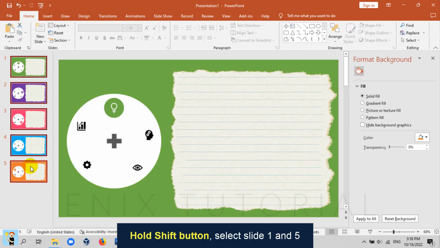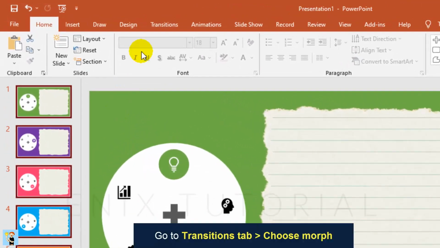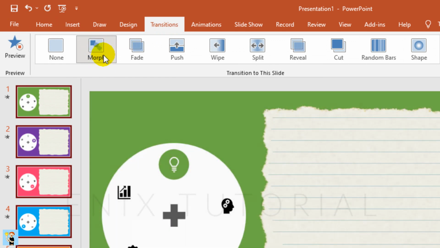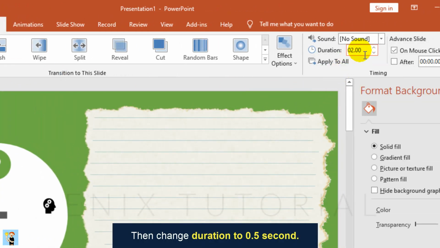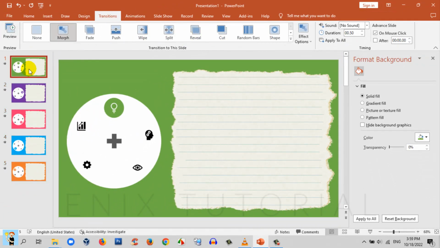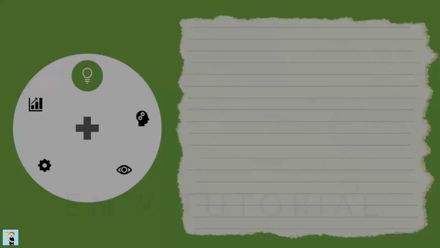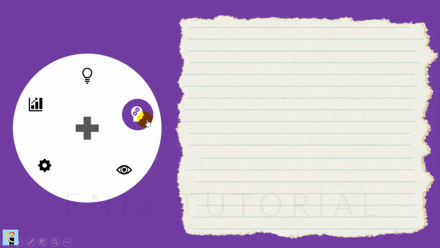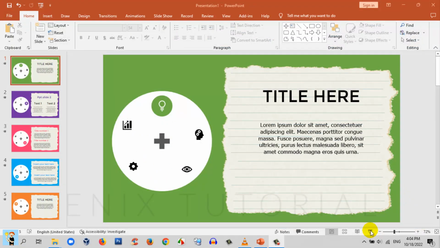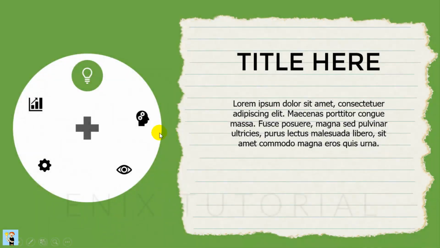Hold Shift button, select slide 1 and slide 5. Go to Transitions tab. Choose Morph. Then change duration to 0.5 second. You can see this as the result. After that, you can add more elements such as text, icons, if you want.